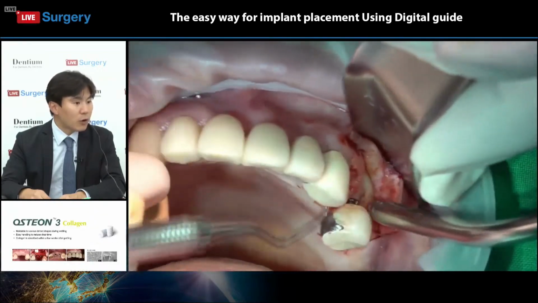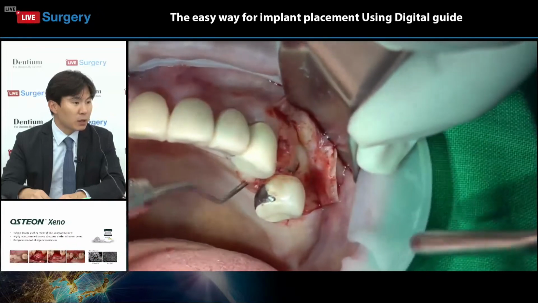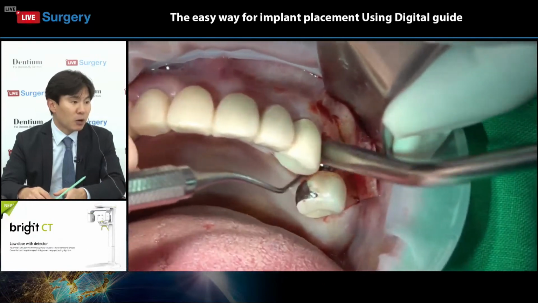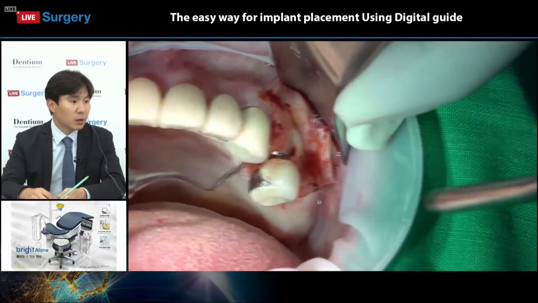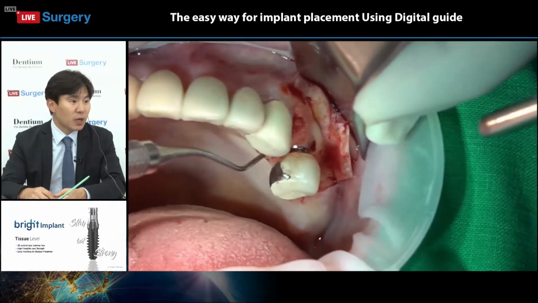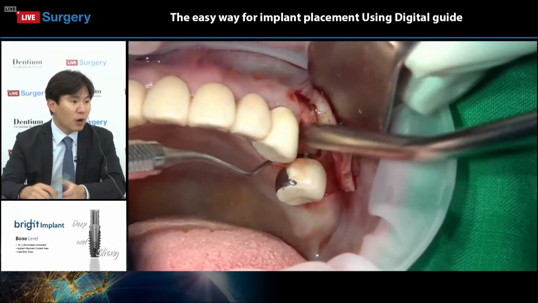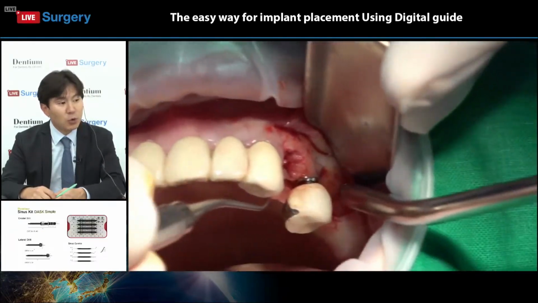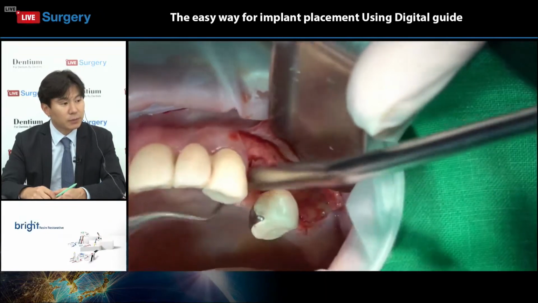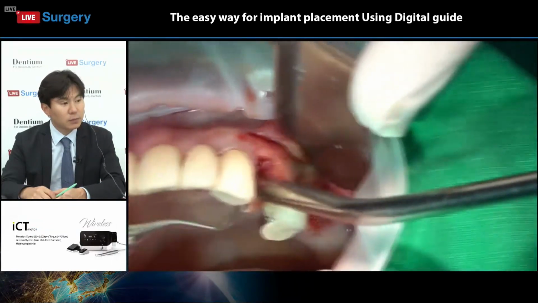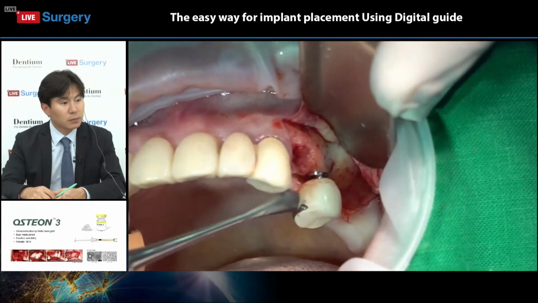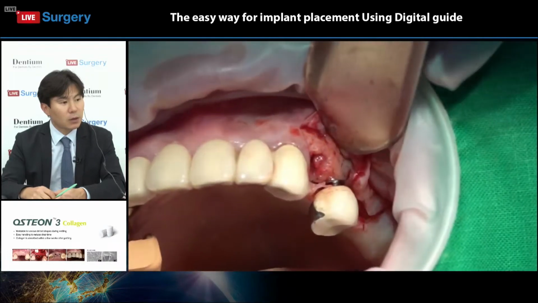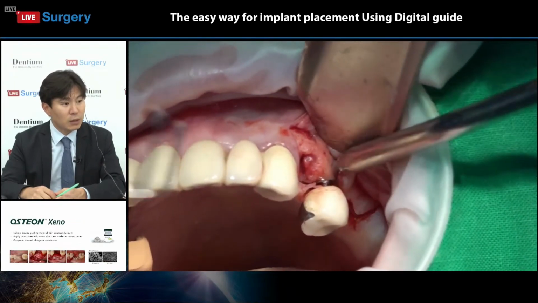For the 24 area, the implant should be placed palatally, so it's very important to raise the palatal flap sufficiently for better visibility and accessibility. Otherwise, the implant is sometimes placed buccally, and as you know, a buccally placed implant is very susceptible to mucosal recession afterward. And the extent of flap elevation, I think, is sufficient.